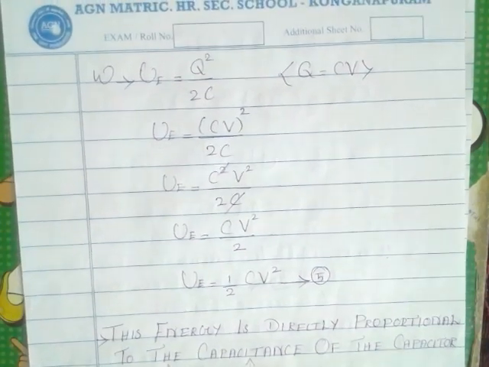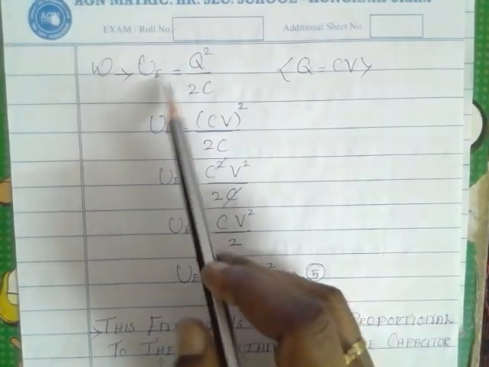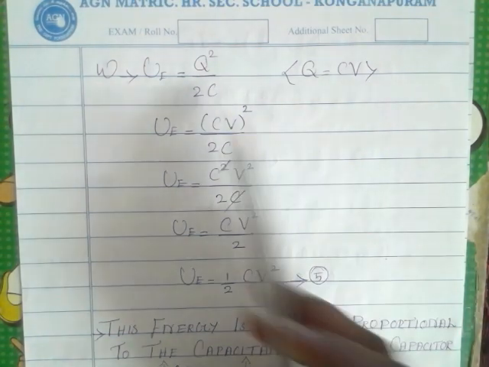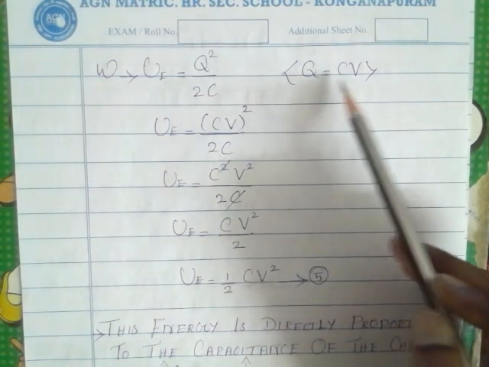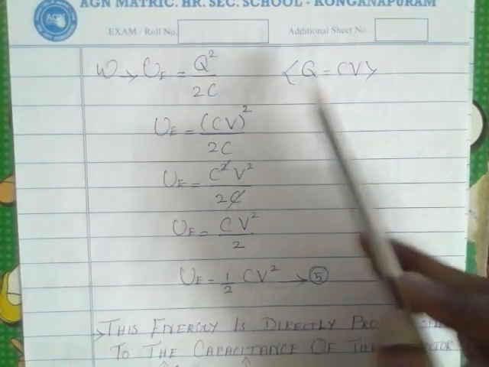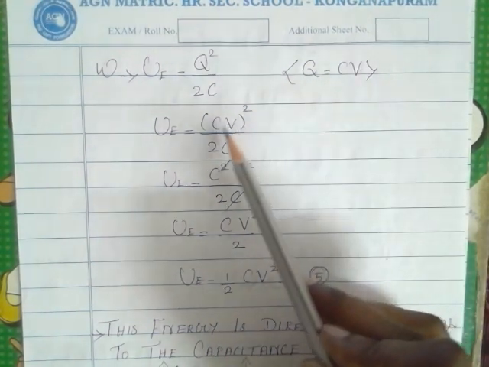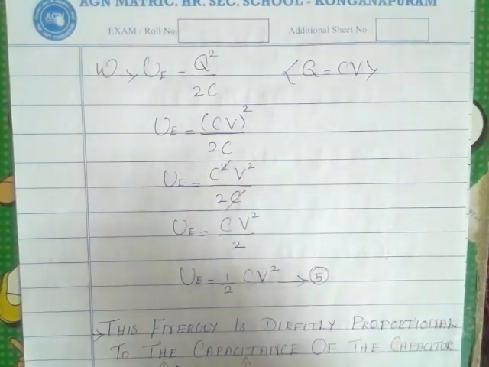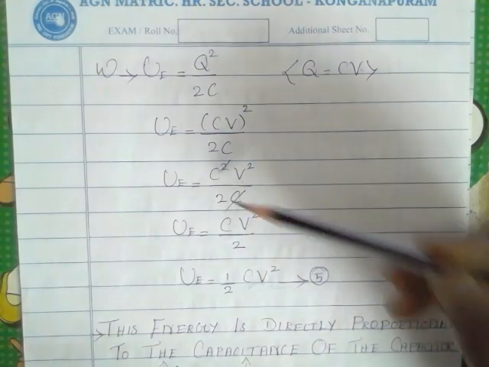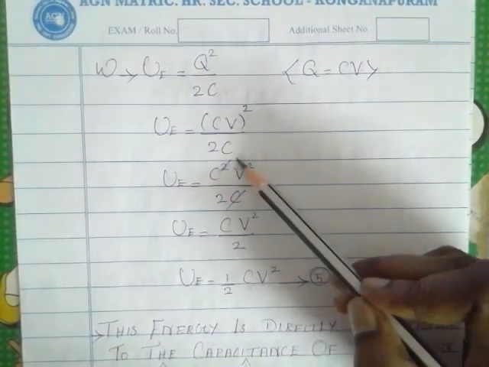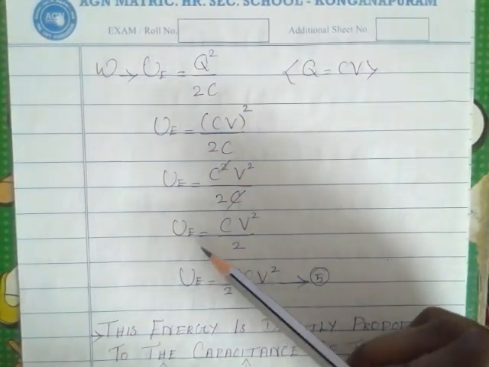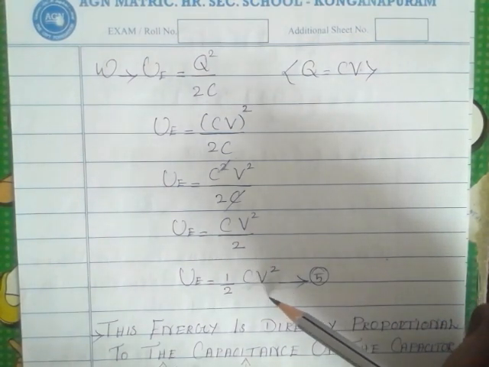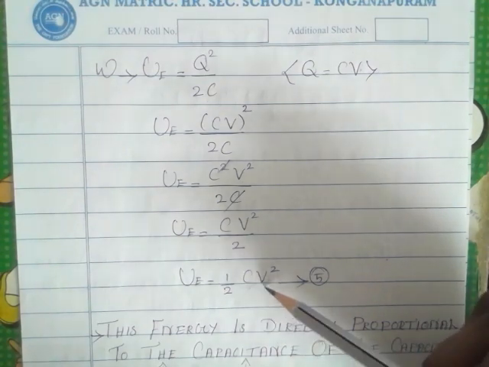So the work done written in the form of electrostatic potential energy is U is equal to Q square divided by 2C. Then Q is equal to CV, so instead of this Q we apply CV, so CV the whole square. Then the square goes inside, that is C square V square divided by 2C. One C is cancelled from this C square, then the remaining is U is equal to CV square divided by 2. In other words, U is equal to 1 by 2 CV square.